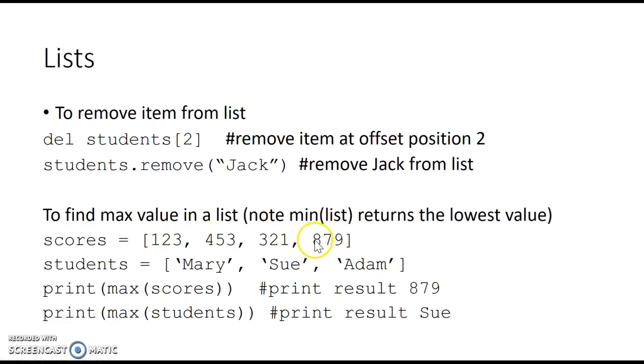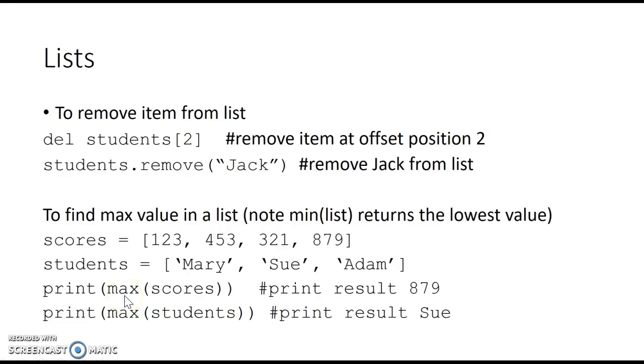Actually, it happens to be the last number in the list, but it's printing 879. It's not printing it because it's the last number, it's printing it because it's the highest integer value. If I do print max students, it's printing off the value Sue. It's come through here and sorted them in alphabetical order and found the highest alphabetical order, so going from Z back down. Similarly, we can do the same thing with min.